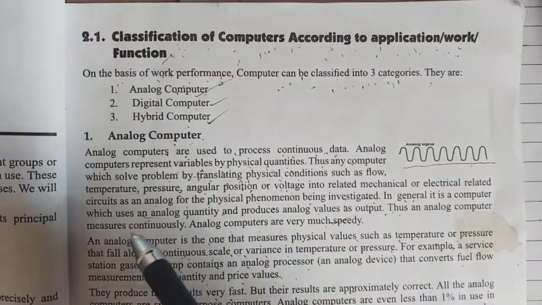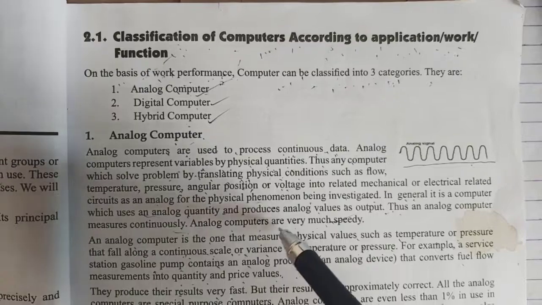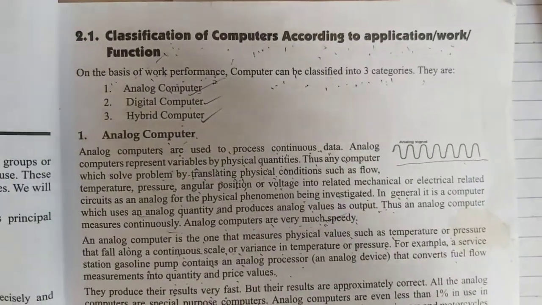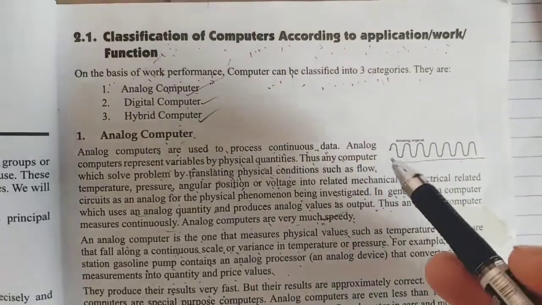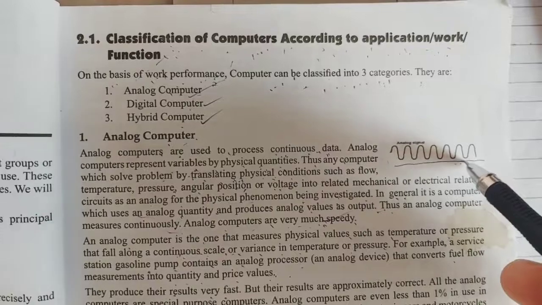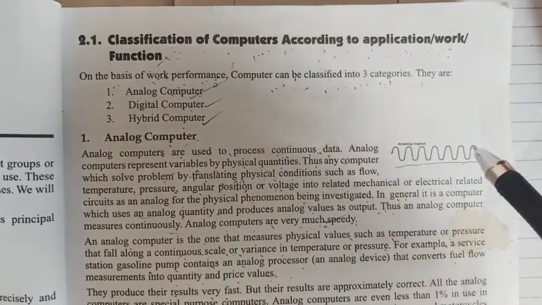Thus, an analog computer measures continuously. Analog computers are very speedy. This means that the flow of an analog computer is continuous, and the symbol of an analog signal is this. You can draw it down.